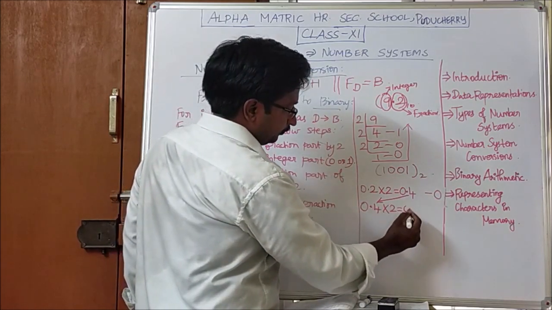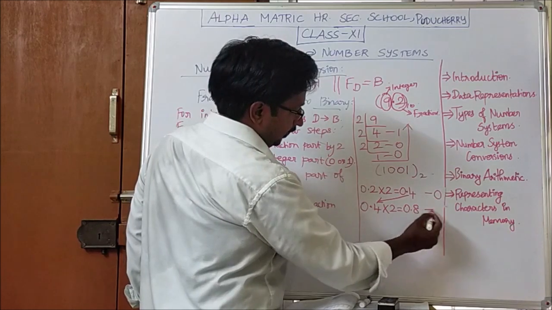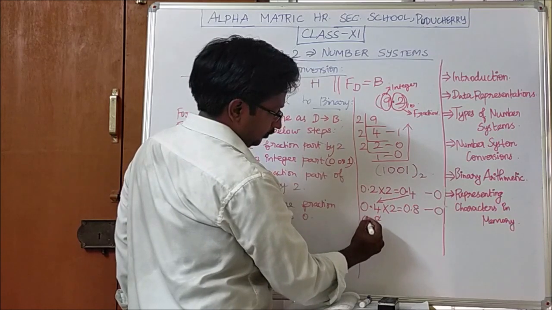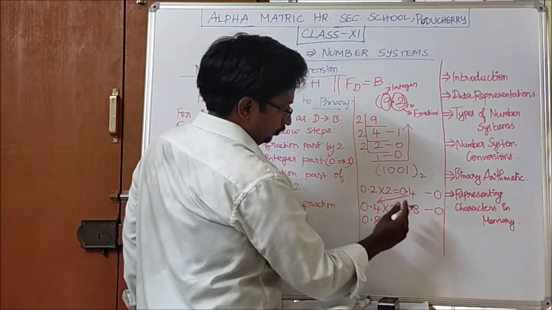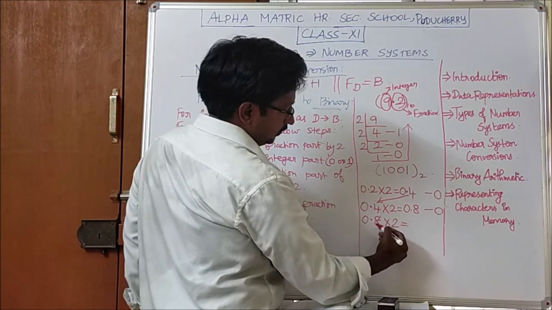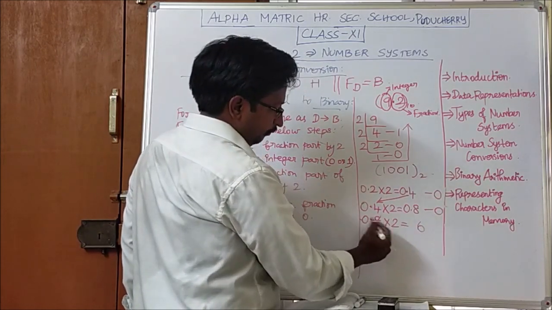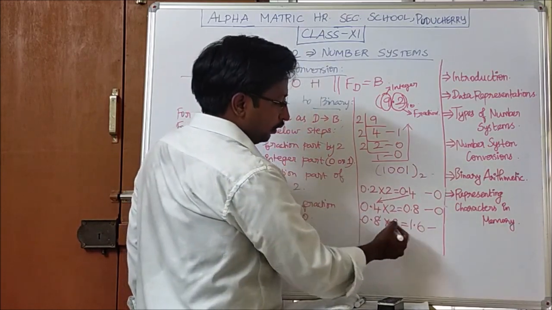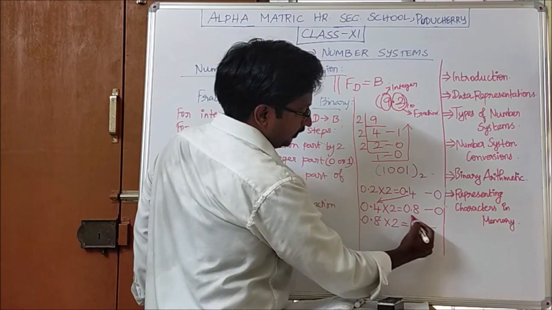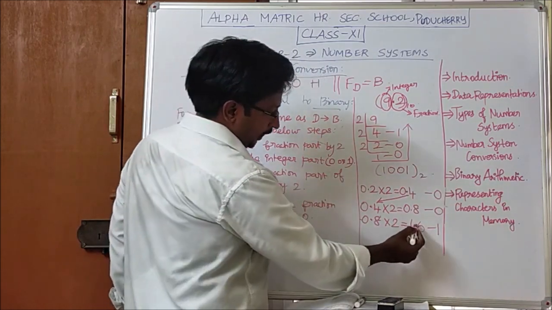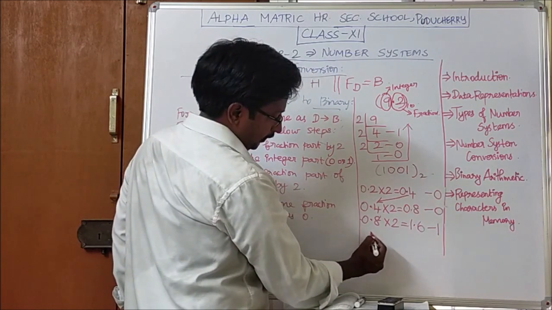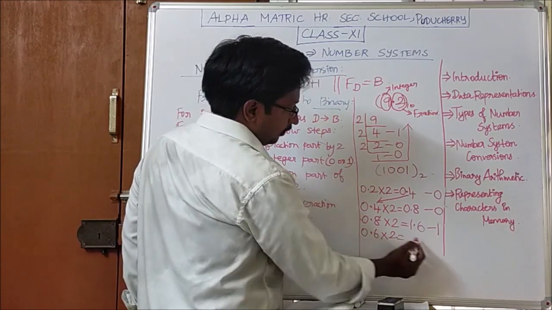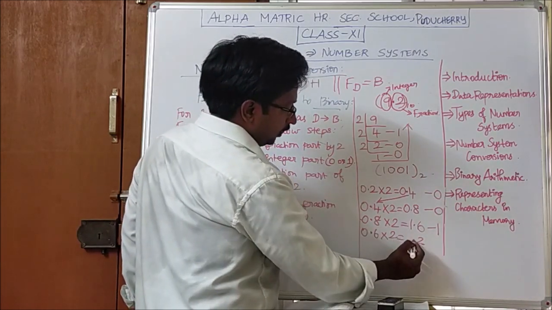Again you have to multiply by 2. We get 0.8, again the integer part is 0, so again I take the 0.8. Multiplying by 2, it is 1.6, not 0.16, it is 1.6. So I take the integer part as 1 and take just the fractional part, that is 0.6. Again multiplying by 2, the 1 goes here, 1.2.